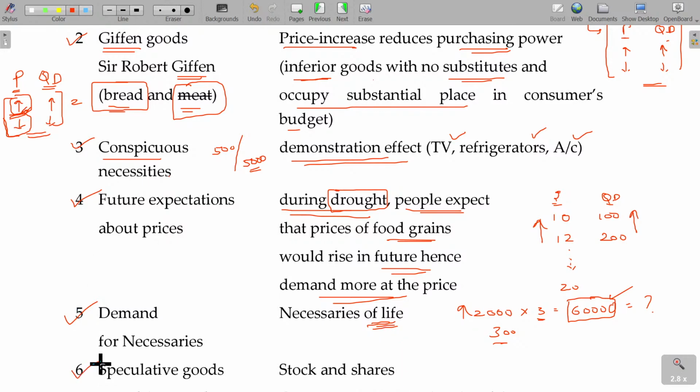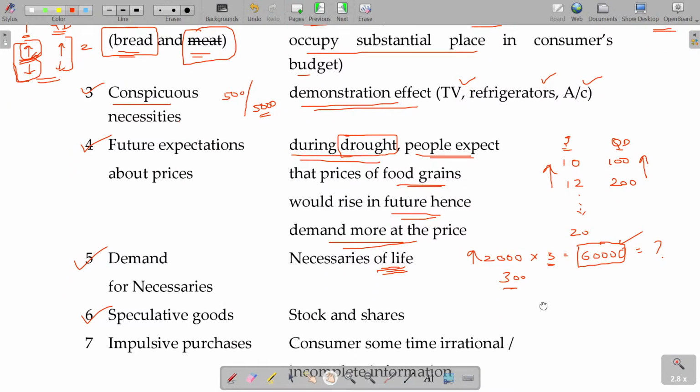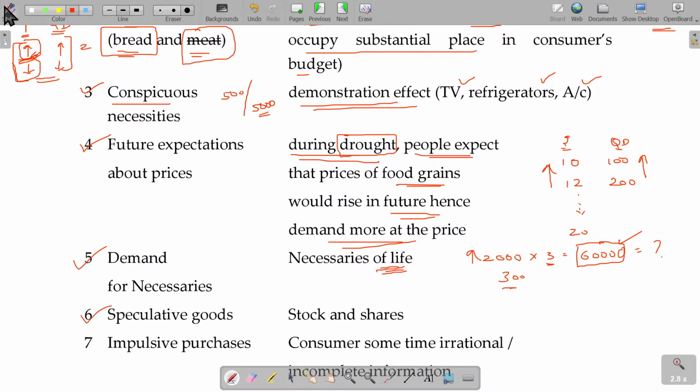And speculative goods are nothing but like stocks and shares.